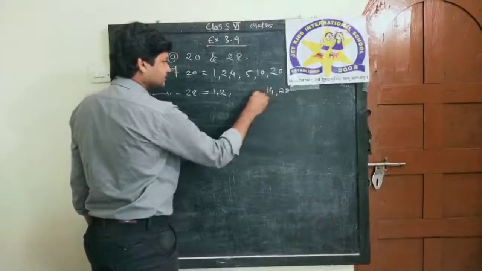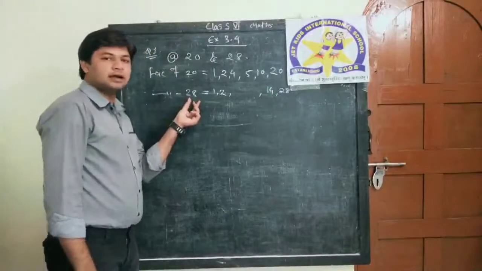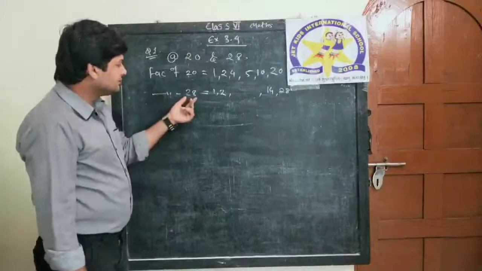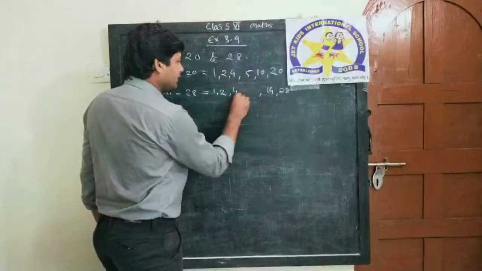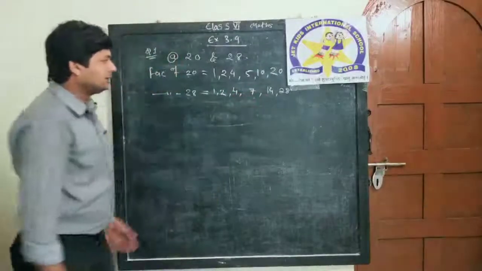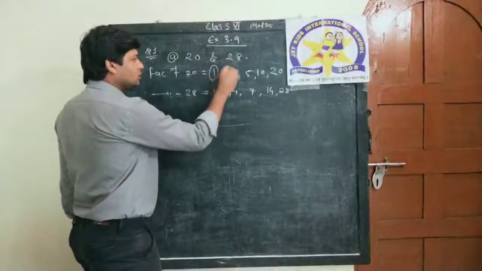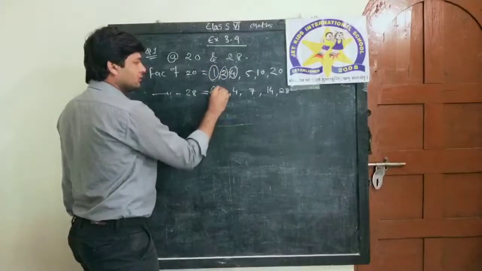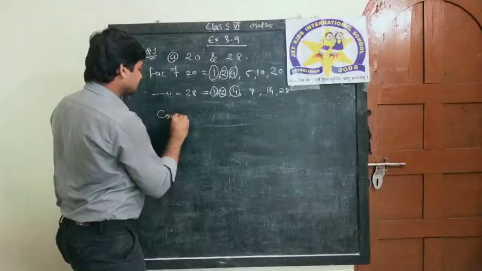Then factors of 28 are 1 multiplied by 28, then 2 multiplied by 14. Is it divisible by 3? Just check it, 2 plus 8, 10. No. Is it divisible by 4? Yes, 4 multiplied by 7. So here we got our common factors: 1, 2 and 4.